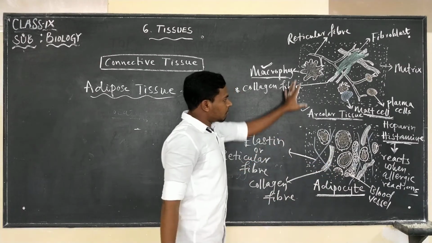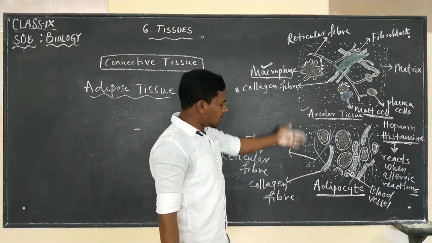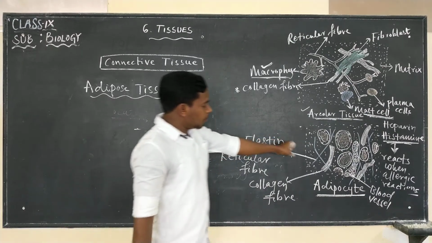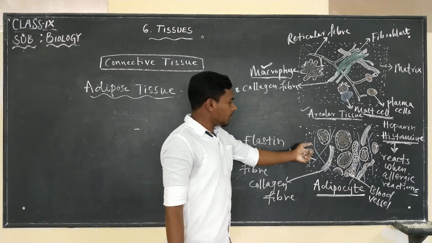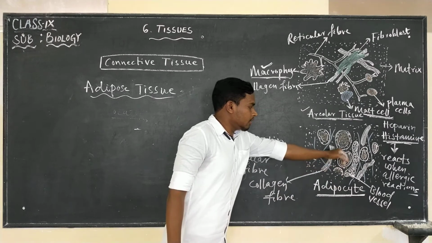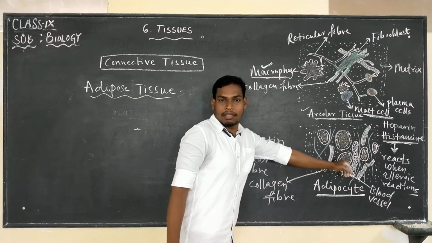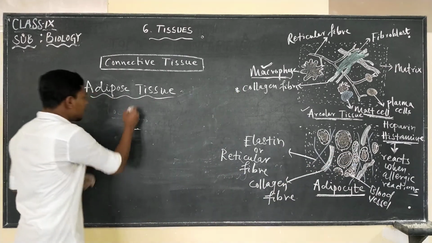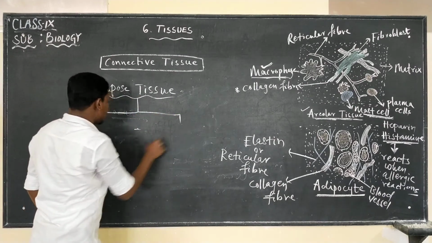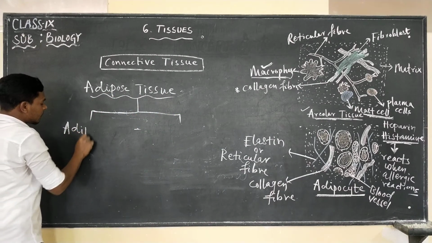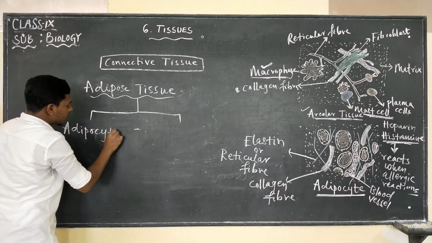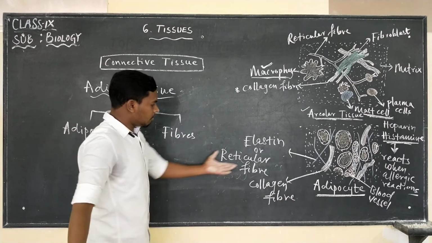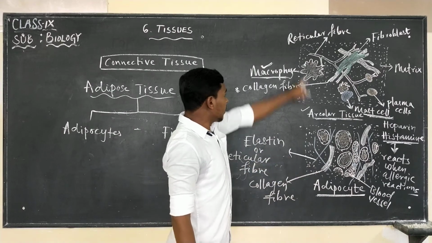I hope you understood the structure. Adipose tissue has two components: one is the adipocyte, the large cells that contain fats, and the other is the fibers. Adipocytes and fibers. Here you can see collagen fibers and reticular fibers.